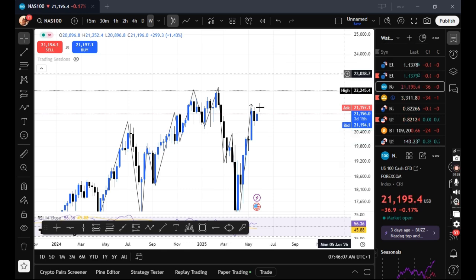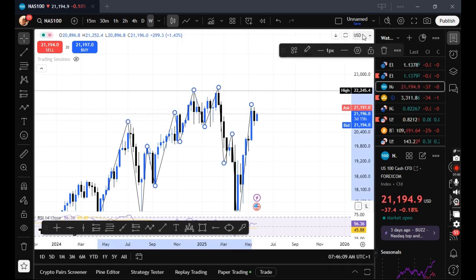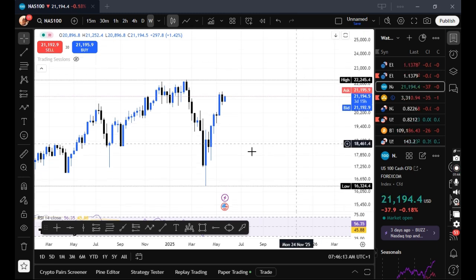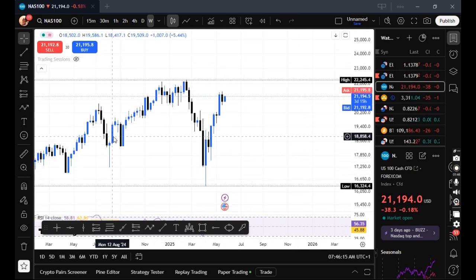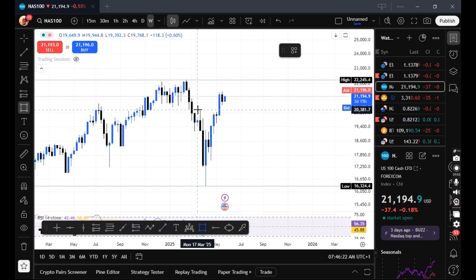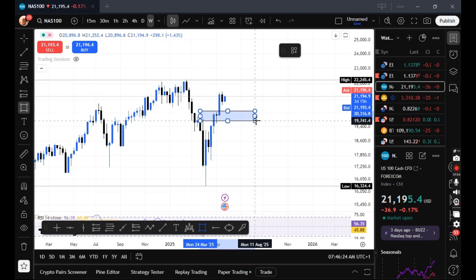So now we'll be drawing our major support or resistance level. As an uptrend, we buy from where? We buy from the support and sell from the resistance. So as an uptrend market, we are trying to find where the major support level is, where we'll be able to buy from, or where the market is going to mitigate from.